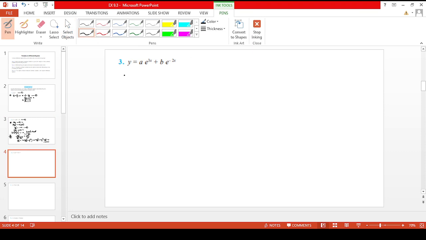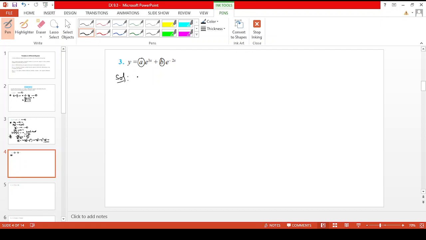Let's move to the third question. So here again, how many arbitrary constants are there? A is one arbitrary constant, B is another arbitrary constant. And you see here 3 and minus 2 are fixed constants, right? So only two arbitrary constants A and B are there.